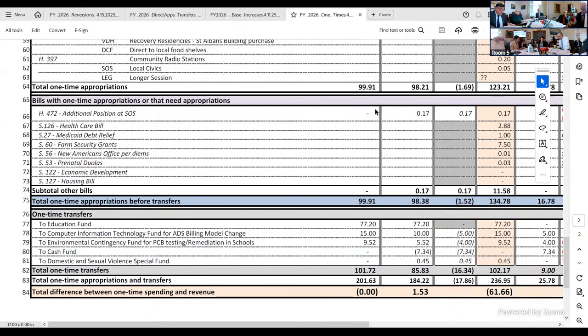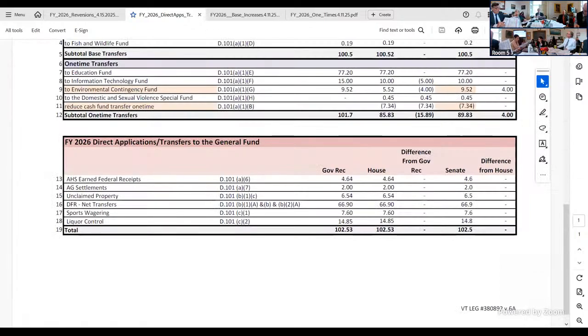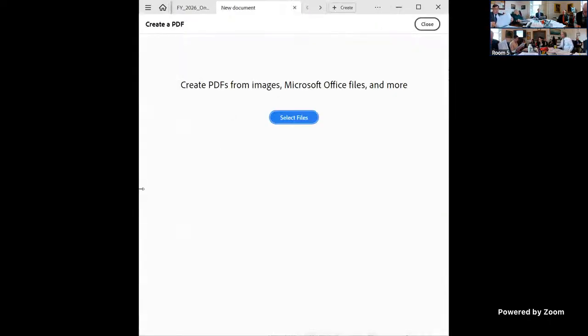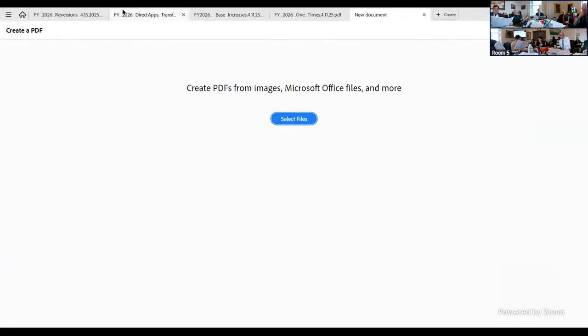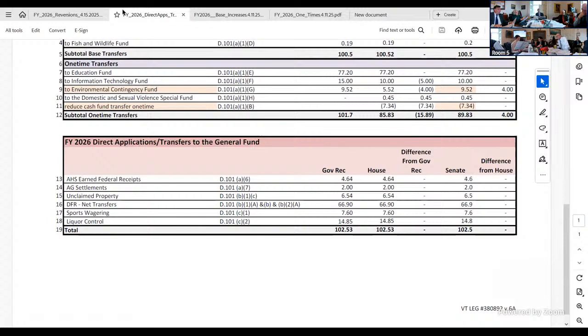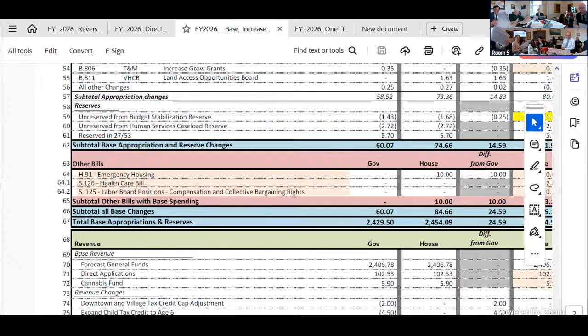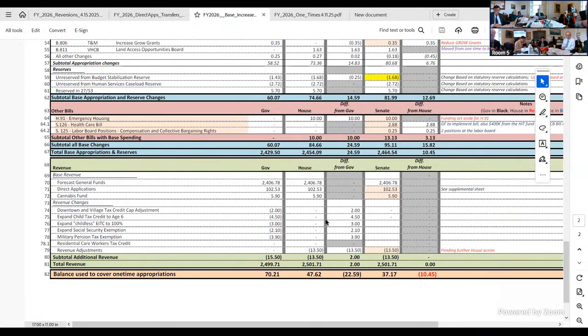Do the direct apps show up on these sheets at all? Yeah, the direct apps are on the base sheet. On the revenue side, 170. Oh, this one? Yeah, 66 on this, or no, reversions? The direct, on 71. So one-time transfers. Then the direct applications, on the other side of that is the base transfer. Got two sheets there. Base transfer there.